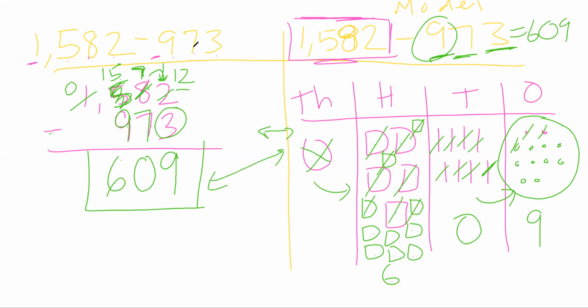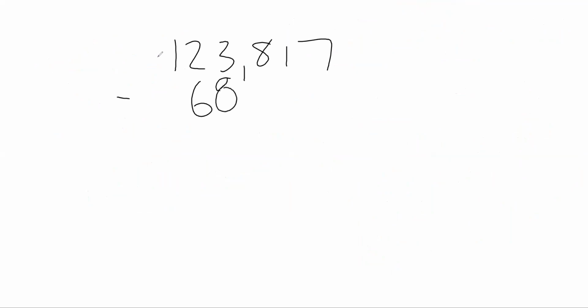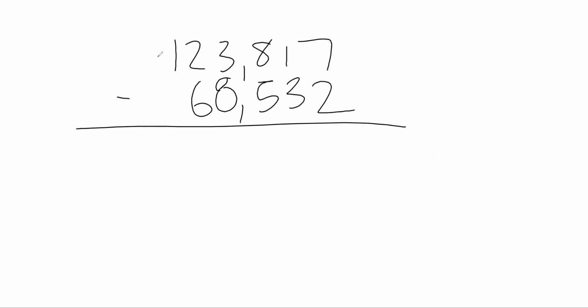Okay, so we're going to do another one real quick, and we're just going to do the algorithm. So I'm going to go large. And we're going to subtract 68,532. Okay, so let's walk through this as an algorithm.